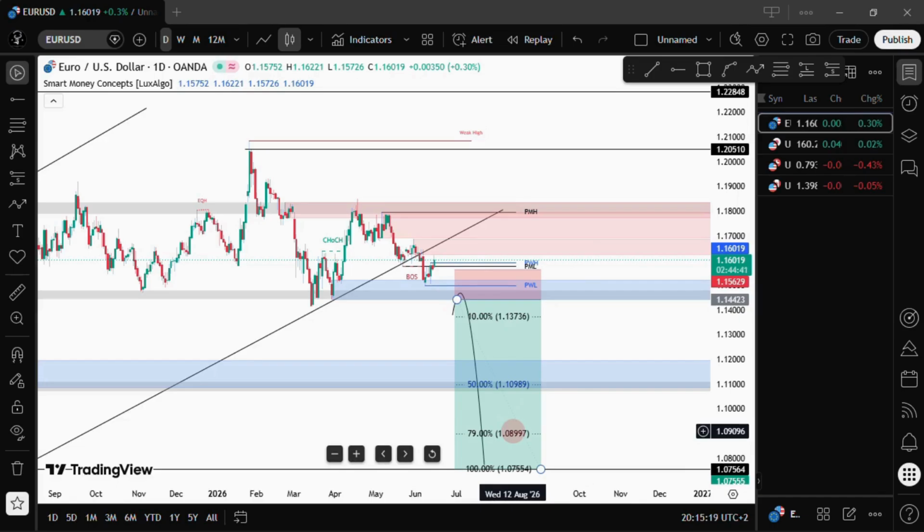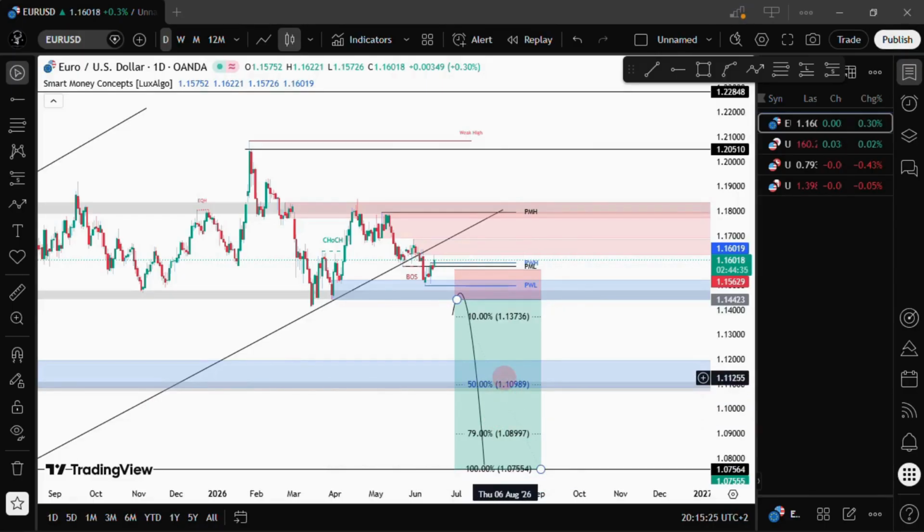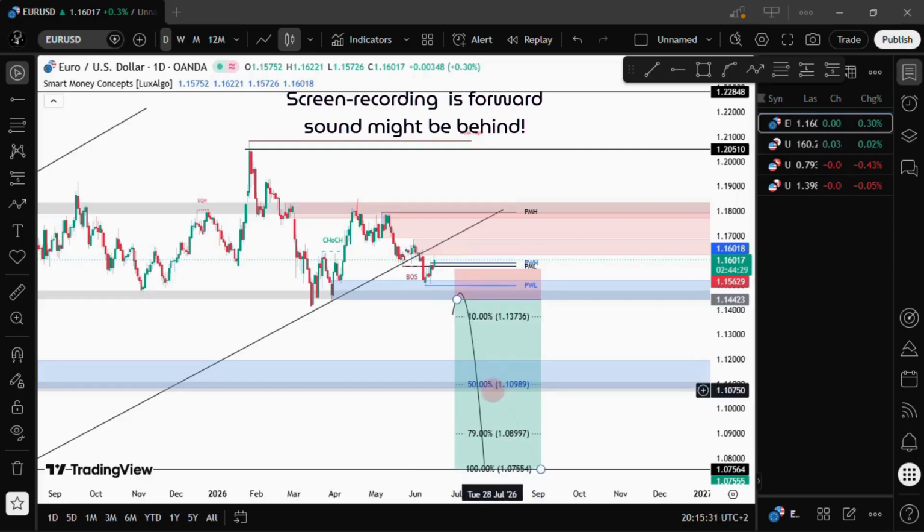Yes sir guys, so when I always enter the market, I use the Fibonacci retracement. Okay, I don't use the Fibonacci retracement as an entry tool, but I rather use it as a trade management tool. Okay guys, I always enter my positions at 10%.